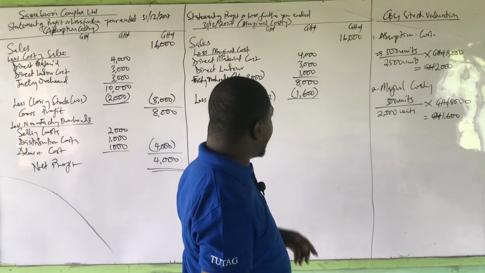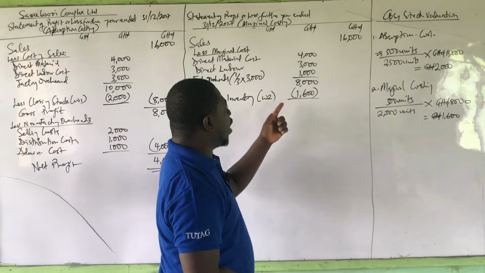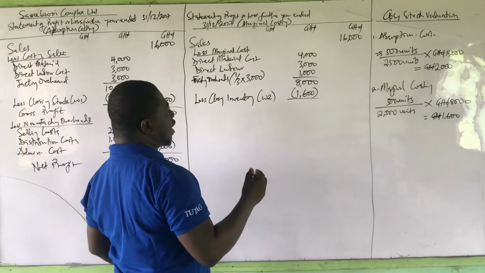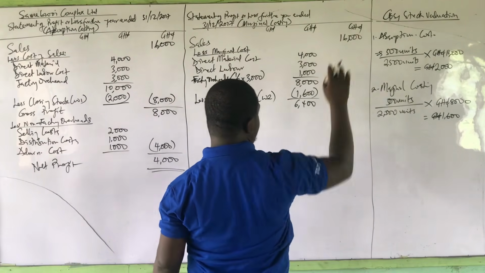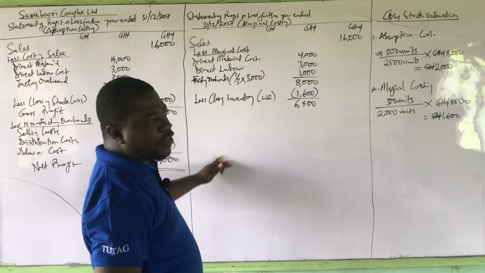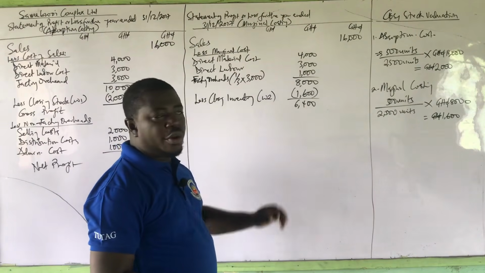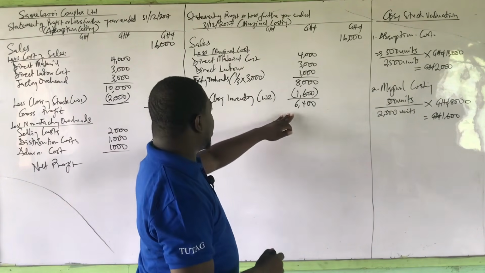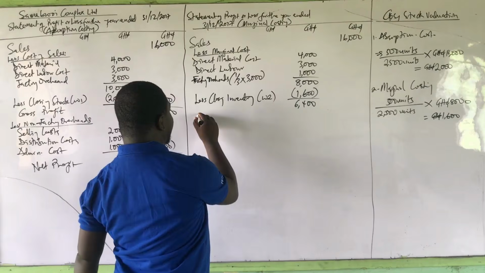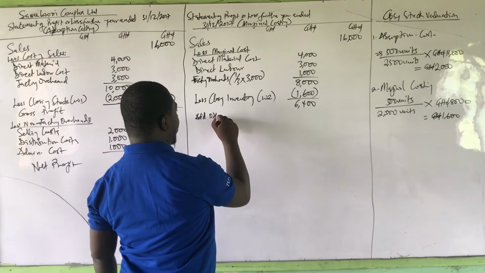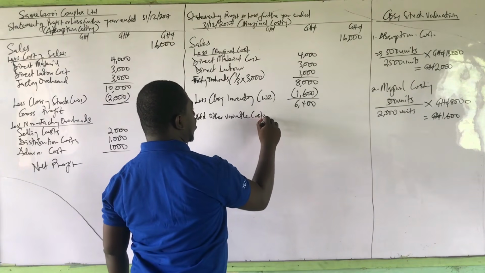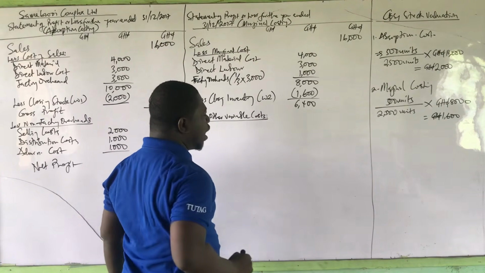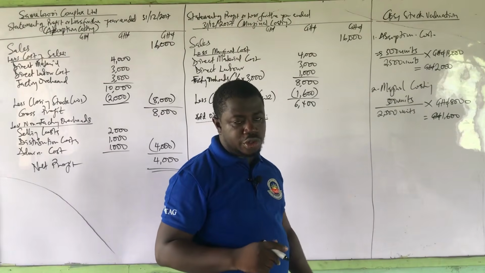Okay, so now that we have taken out closing inventory of 1,600, we have 6,400. Now we should have taken it here to subtract, but remember that there are other variable costs that we must add before we take it out to get contribution. So now that we have 6,400, we say add other variable costs. And those other variable costs is what I'm going to talk about.